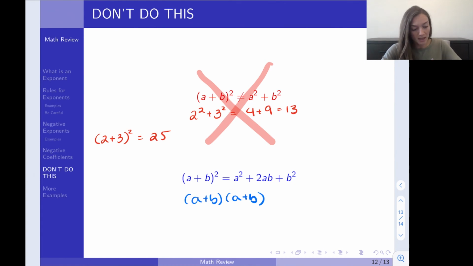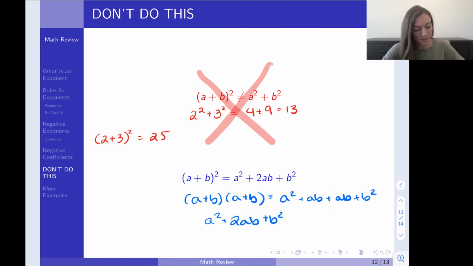So you have to do a times a, which is a squared, and then you're going to have a times b, which is ab, and then you're going to have b times a again. So that's another b times a, and a times b are the same. And then you're going to have b times b, so you have plus b squared. So you can see now that you have a squared plus 2ab plus b squared.